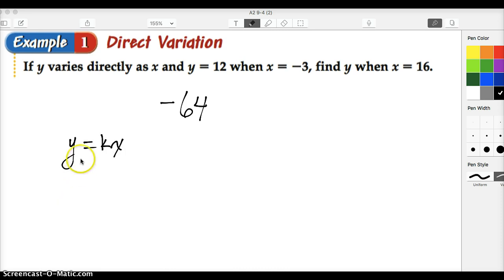So you remember y is equal to k times x. That's direct variation. How else can we arrange this to represent the same situation?